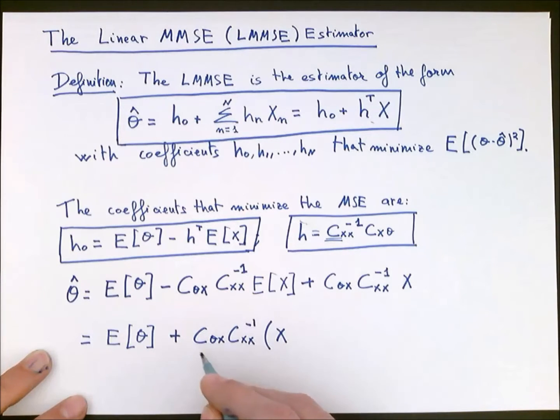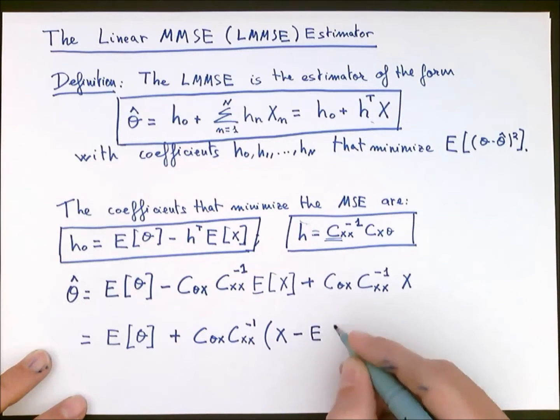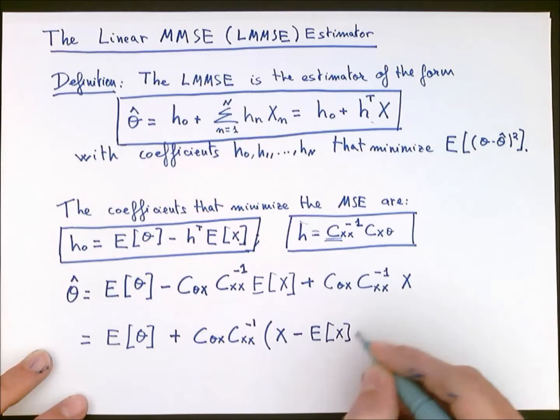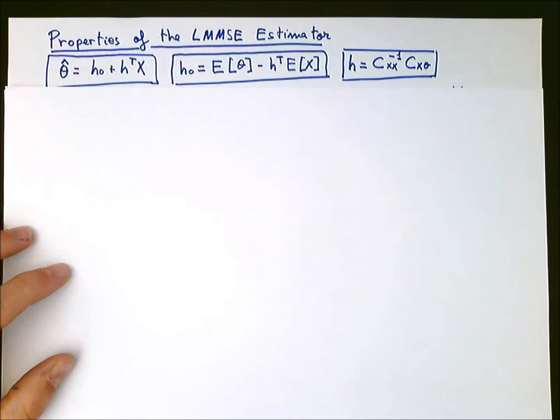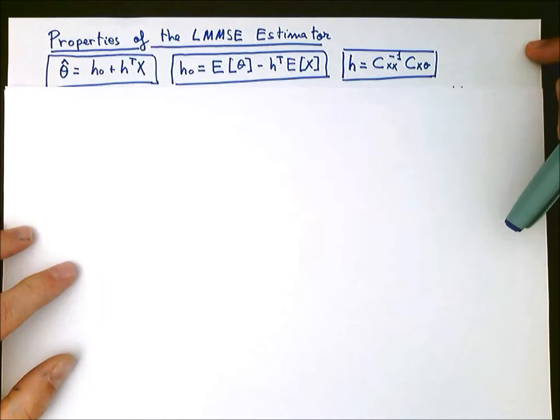The expression of H transposed, which multiplies the data X subtracted with its mean. Now that we have presented the form of the LMMSE estimator, we are ready to discuss some of the properties that make it such a widely used estimator.